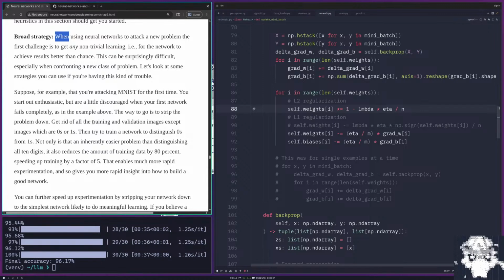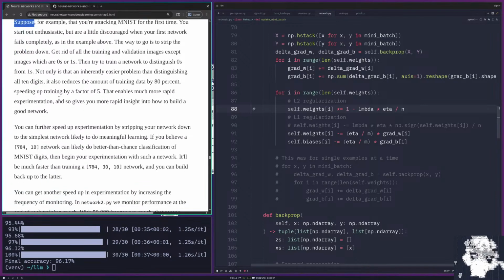Broad strategy. When using neural networks to attack a new problem, the first challenge is to get any non-trivial learning, i.e. for the network to achieve results better than chance. This can be surprisingly difficult, especially when confronting a new class of problem. Let's look at some strategies you can use if you're having this kind of trouble. Suppose, for example, that you're attacking MNIST for the first time. You start out enthusiastic, but are a little discouraged when your first network fails completely, as in the above example.